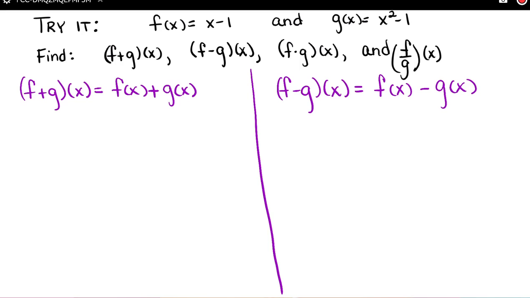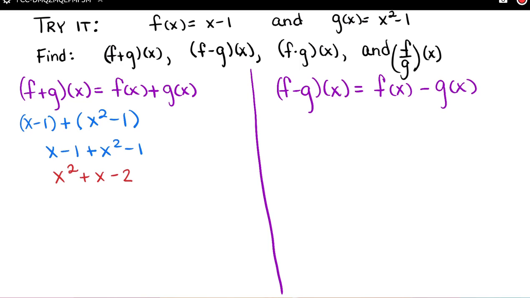Okay, so for the first one, we're going to add f of x plus g of x. So f of x is x minus 1 plus g of x. G of x is x squared minus 1. So if we have x minus 1 plus x squared minus 1, the like terms would be negative 1 and negative 1. If we add negative 1 and negative 1 together, we get negative 2. So our final answer is x squared plus x minus 2.